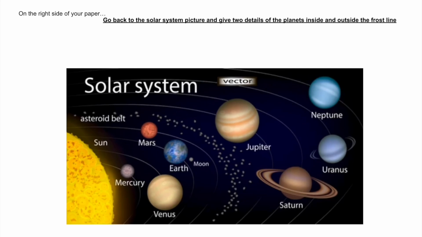So on the right side of your paper, go back to the solar system picture and give 2 details of the planets inside and outside the frost line. Assuming that you put your frost line in the correct spot right there, give me 2 characteristics of the terrestrial planets on the inside, and 2 characteristics of our Jovian planets on the outside of the frost line.